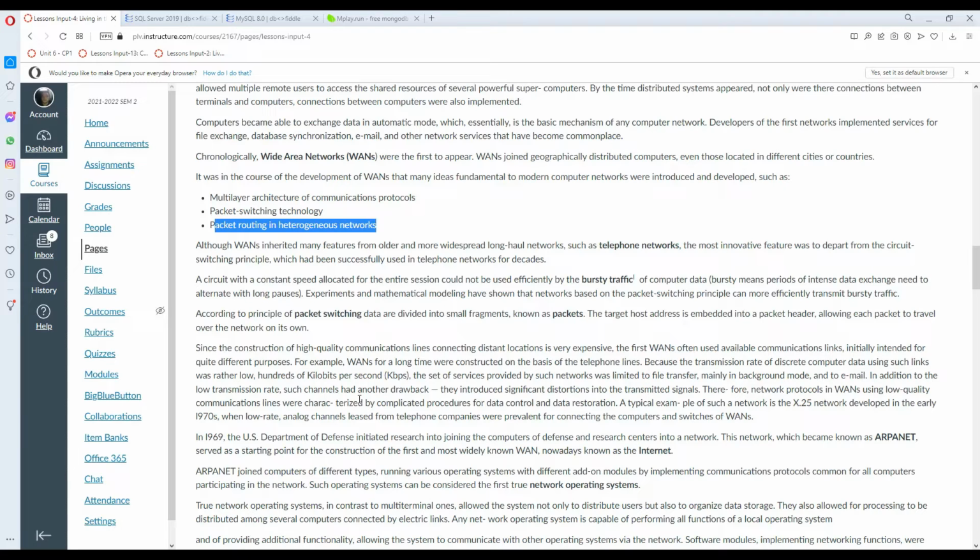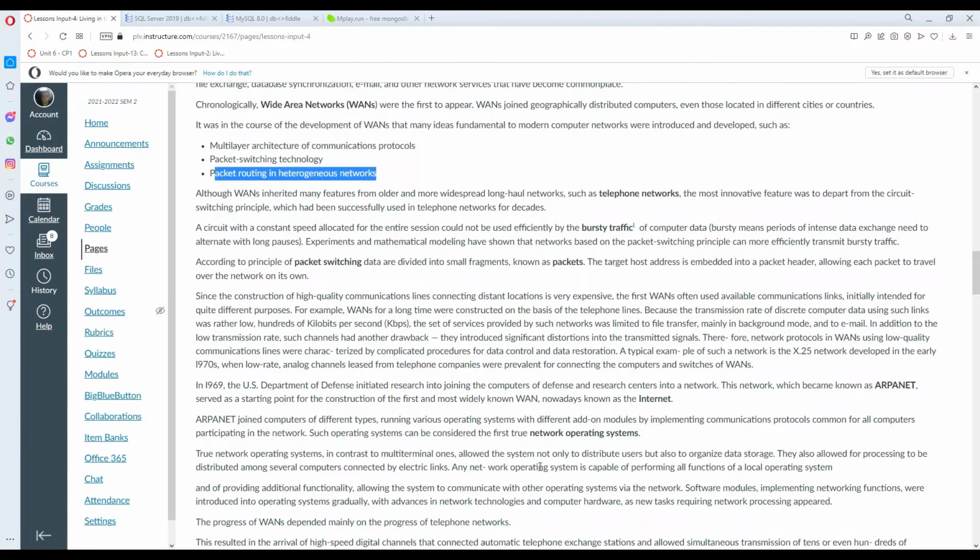A circuit with a constant speed allocated for the entire session could not be used efficiently by the bursty traffic of computer data. Bursty means periods of intense data exchange needed to alternate with long pauses. Experiments in mathematical modeling have shown that networks based on the packet switching principle can more efficiently transmit bursty traffic.